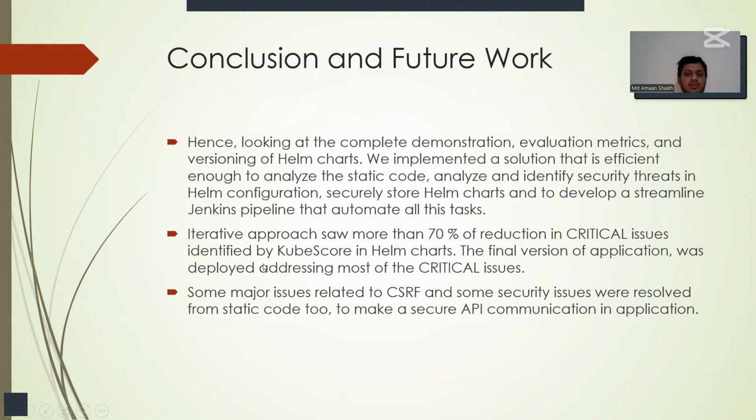By using an iterative approach, we saw more than 70% reduction in critical issues identified by KubeScore in the Helm chart. The final version of the application was deployed using the updated Helm chart, and most of the critical issues were addressed. Some major issues related to CSRF and other security issues were resolved in the static code to make API communication in the application secure.